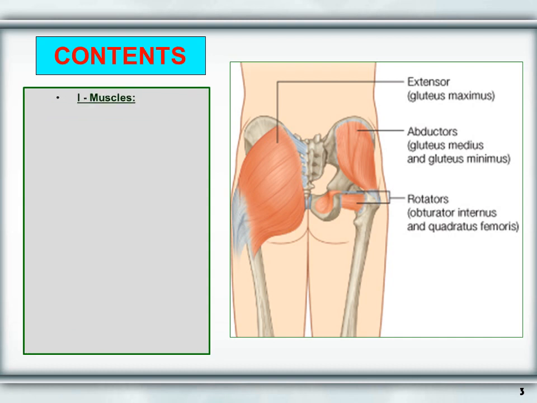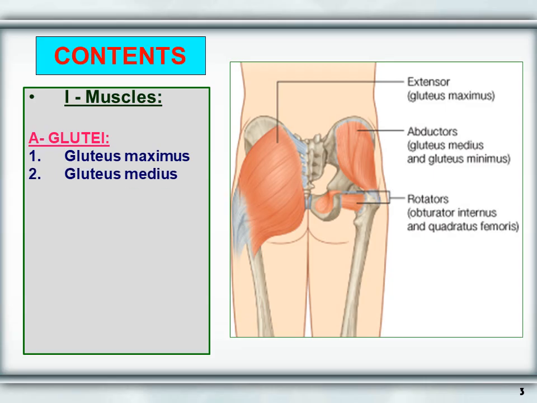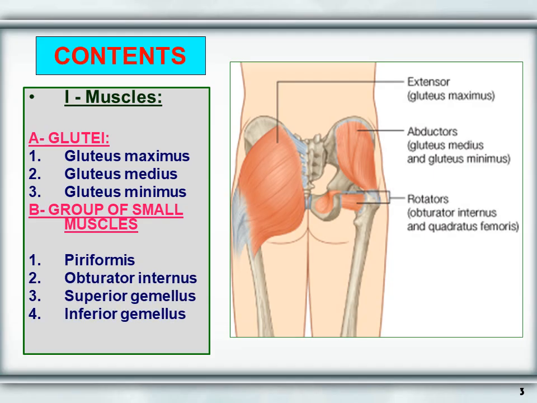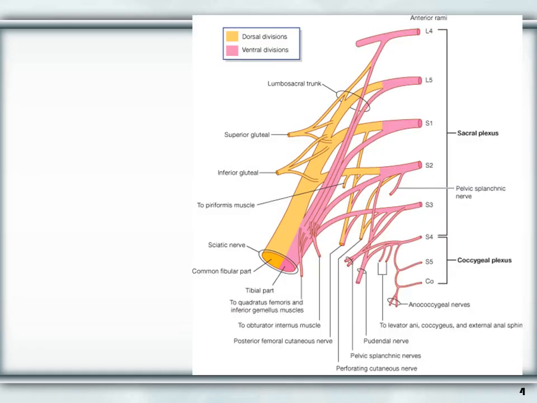The gluteal region has three muscles: the gluteus maximus, gluteus medius, and gluteus minimus. These three muscles form the superficial muscles of the gluteal region. The group of small muscles includes the piriformis, obturator internus, superior gemellus, inferior gemellus, and quadratus femoris.